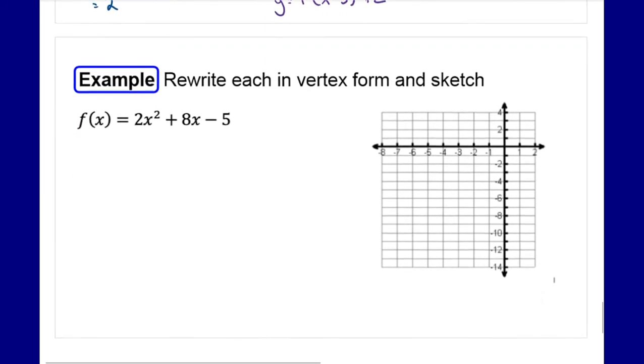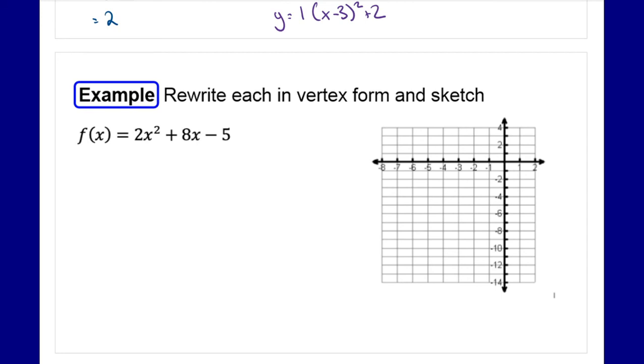So one last example. This one's a little bit different because now we have an a value other than 1. It's not really going to change any of these steps, though. We do have one separate thing to worry about. I'm just going to keep in mind that this is my y-intercept, or -5. I am going to cross it out because I'm not going to worry about it.